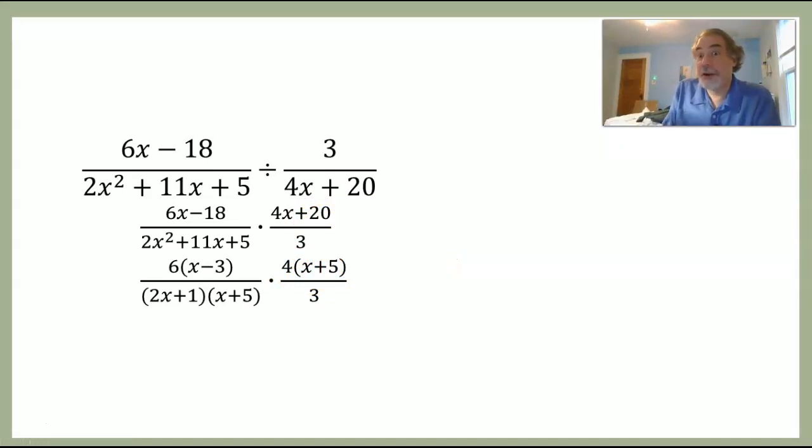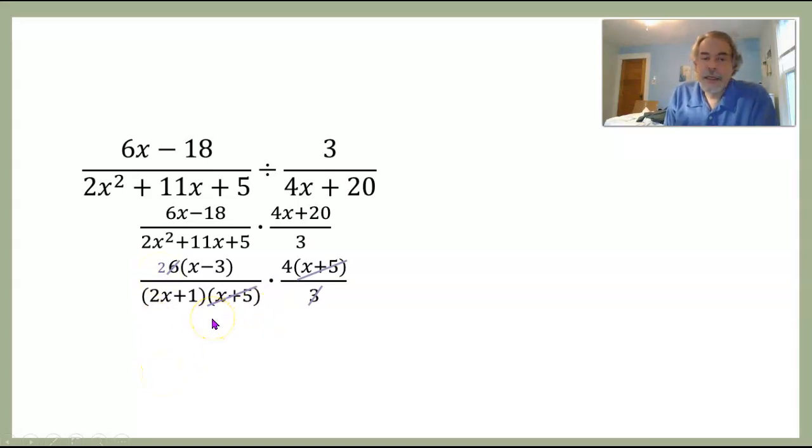Now comes the fun part, the canceling part. What can you see that we can cancel? Well, the x plus 5s, there's one on top, one on the bottom. Bye. And anything else? Well, look at the numbers. The 3 on the bottom, and then the 6 on the top would be like a 3 times a 2. So we can cancel out the 3s, and there would still be a 2 left over on top.